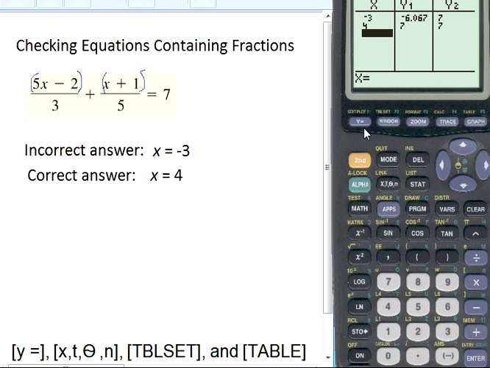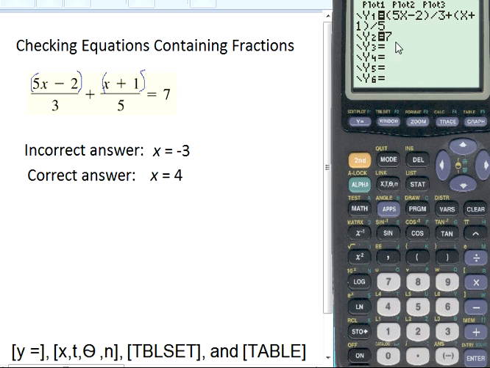They are still in there under y equals, and you can see them right here. Alright, that is it for this topic.